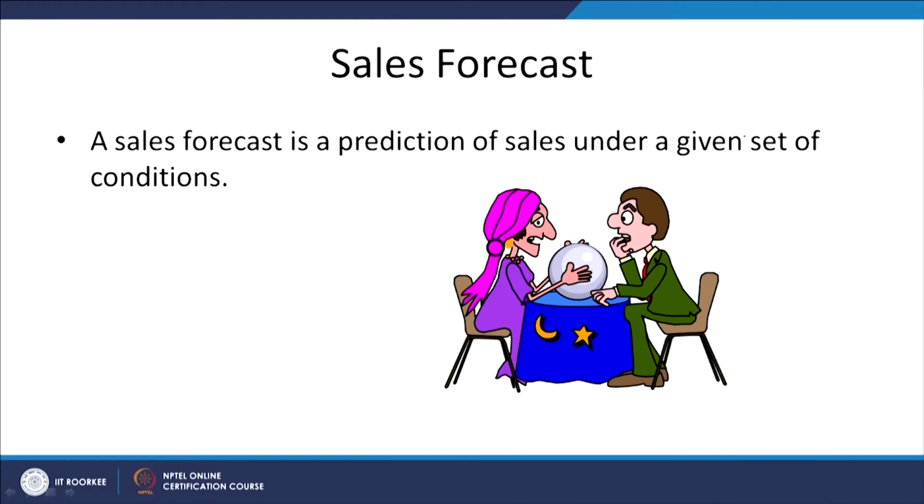So, sales forecasting is a prediction of sales under a given set of conditions. We have to forecast the sales to know how much the output is going to be, how much the input is going to be, and what the difference between the output and the input will be. So, what are the important factors we consider while forecasting the sales?